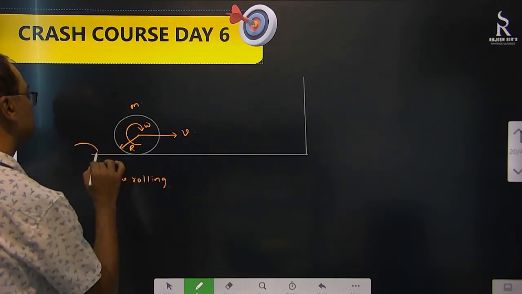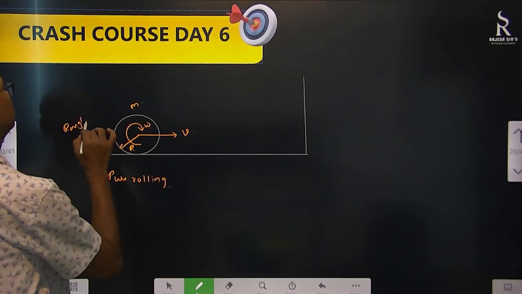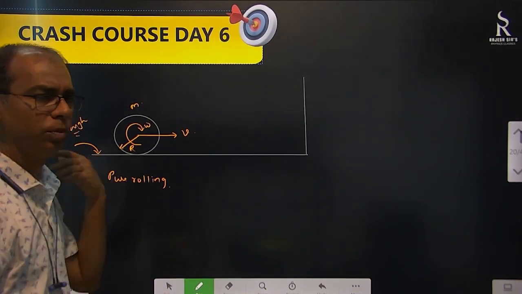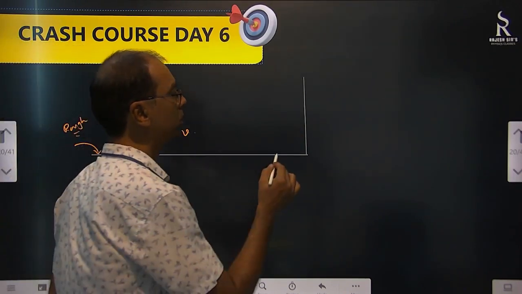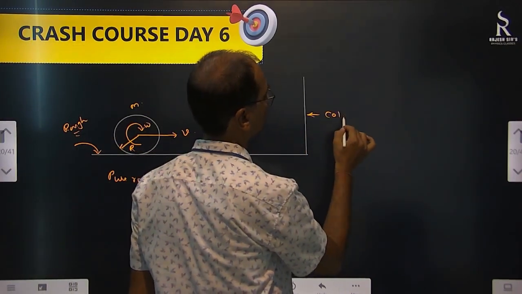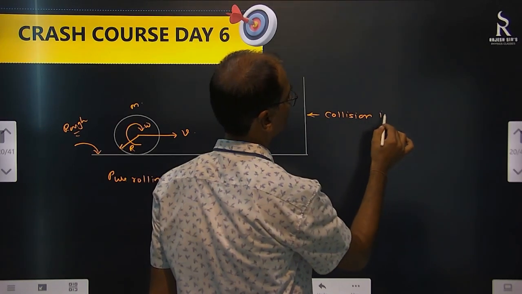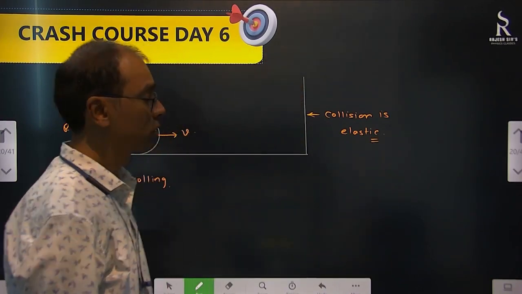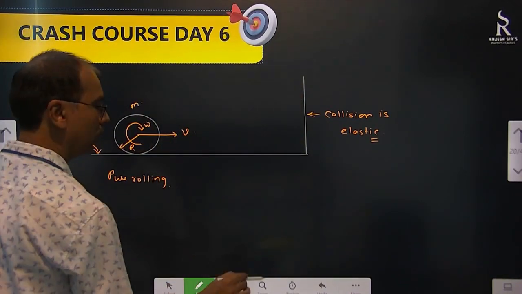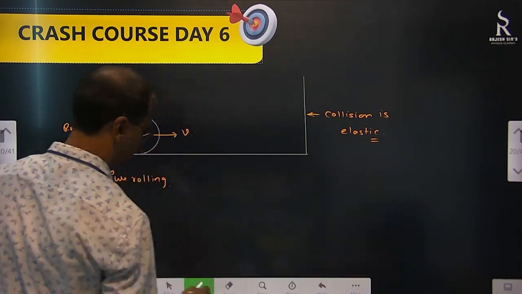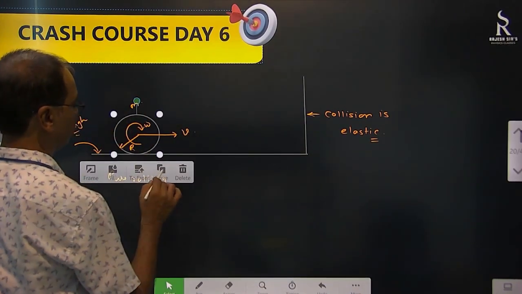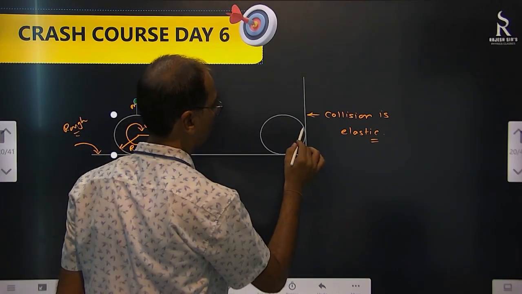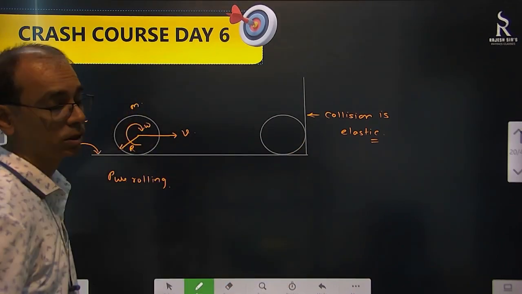And this surface is rough, friction is there. Since it's in pure rolling, obviously this point is not sliding, so no problem, it keeps on rolling. But here I am saying that a collision is happening. The collision is elastic. I'll first explain what's happening, then we'll frame the question. So this ball reached and collided with the wall. Then what happens? Elastic collision.